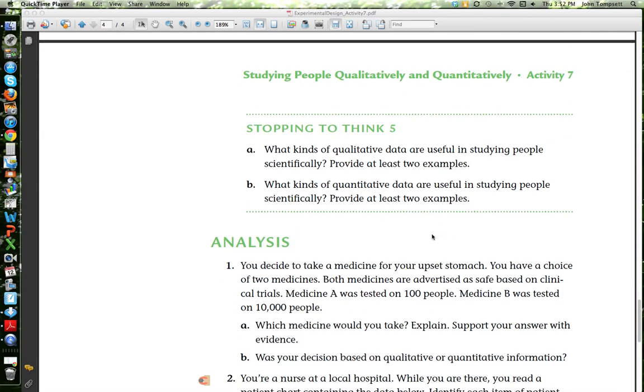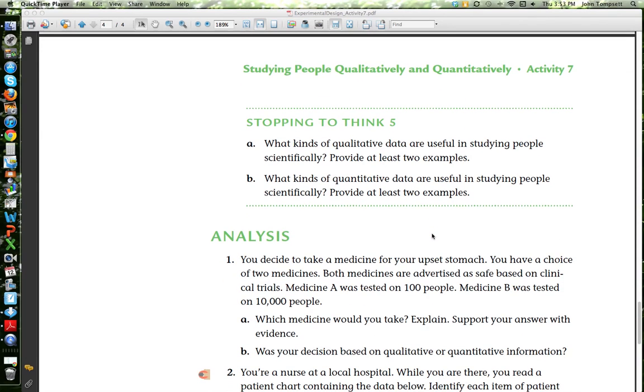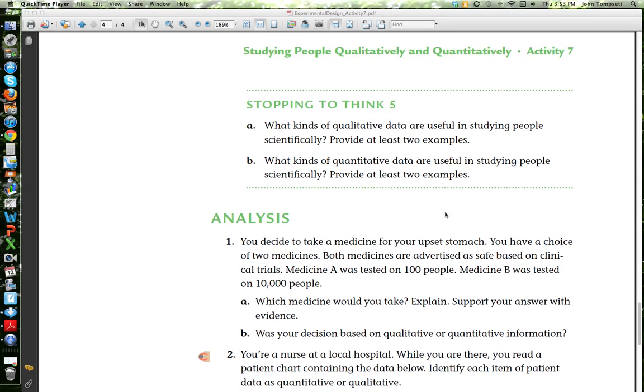Here is Stopping to Think number 5. Letter A. What kinds of qualitative data are used in studying people scientifically? Provide at least 2 examples. Remember to answer your question using complete sentences. Letter B. What kinds of quantitative data are used in studying people scientifically? Provide at least 2 examples. You notice it says at least.